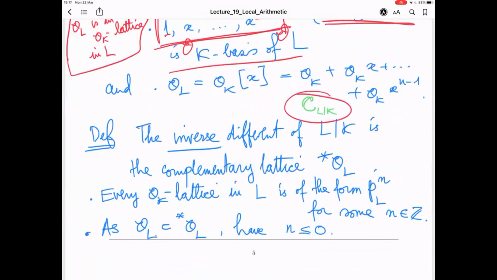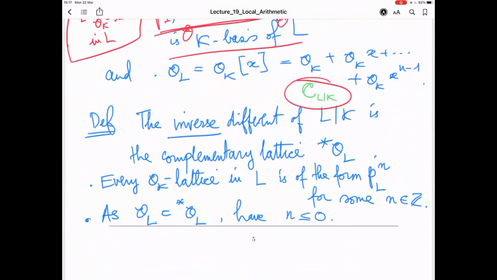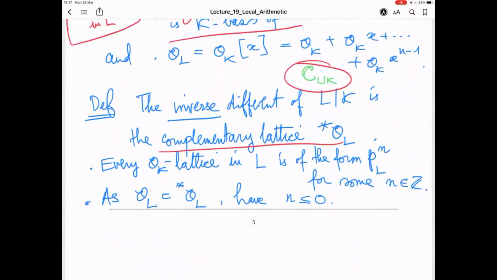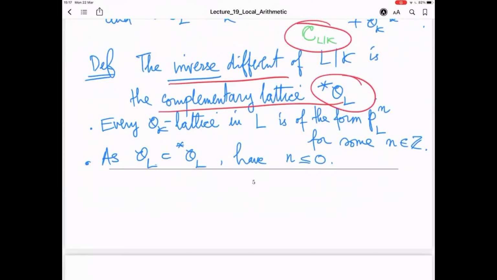Let's denote it by CL over K. We have just given it a name: the complementary lattice of the OK lattice OL is called the inverse different and denoted CL over K. So it's not a different, it's an inverse different. But in this very simple situation in which we are working, where K and L are P-adic fields, every OK lattice is actually one of these ideals.